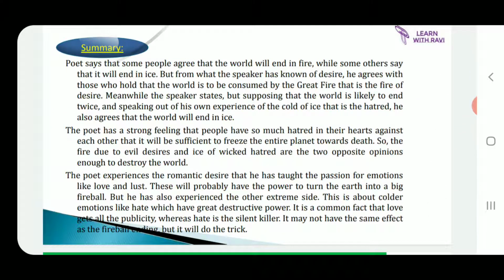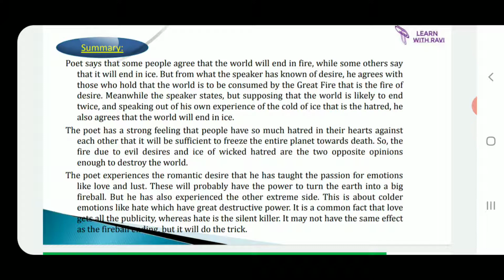Here, the poet says that some people agree that the world will end in fire, while some say that it will end in ice. But from what the speaker has known of desire, he agrees with those who hold that the world is to be consumed by the great fire, that is the fire of desire. So we need to satisfy our wants. We need to get satisfied with the things which we are having at our disposal. We must not demand more and more out of nature because even natural resources or nature's power has certain limitations to tolerate.